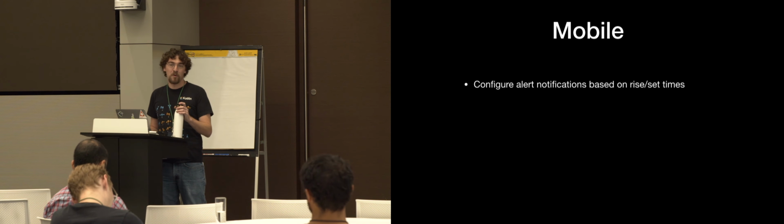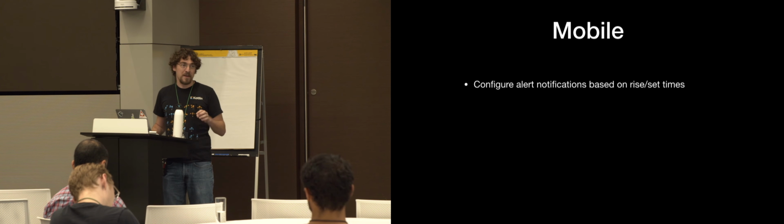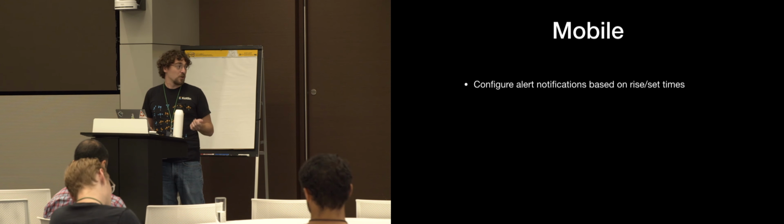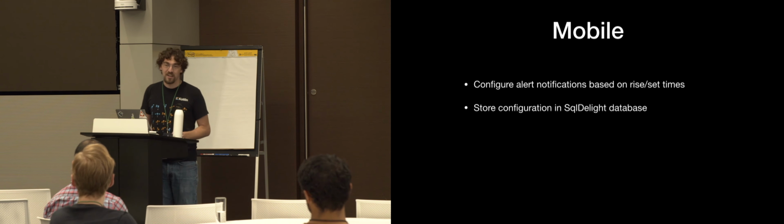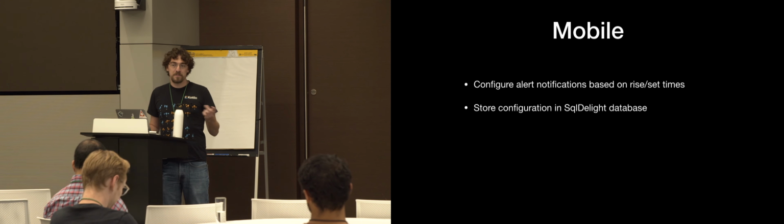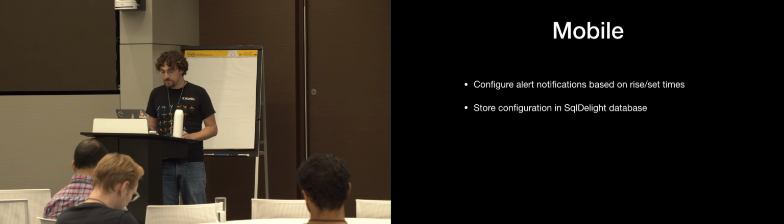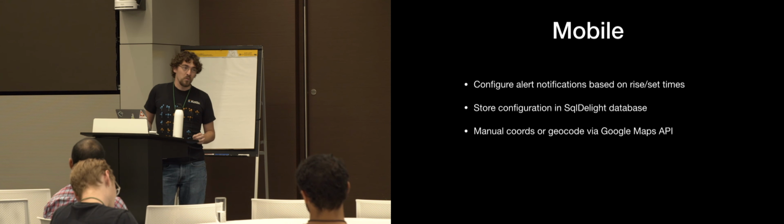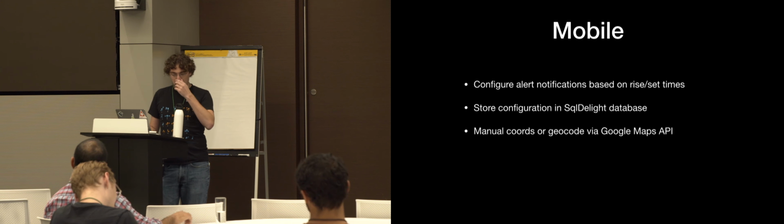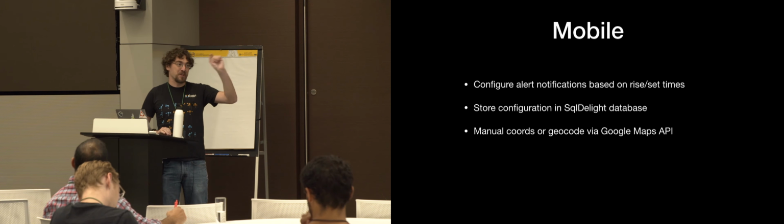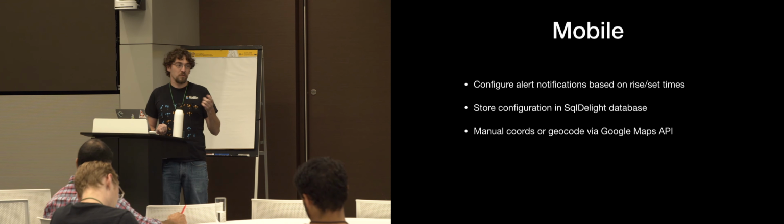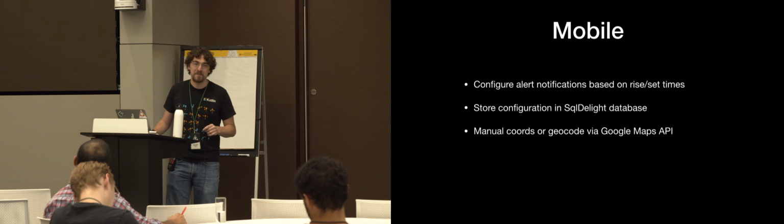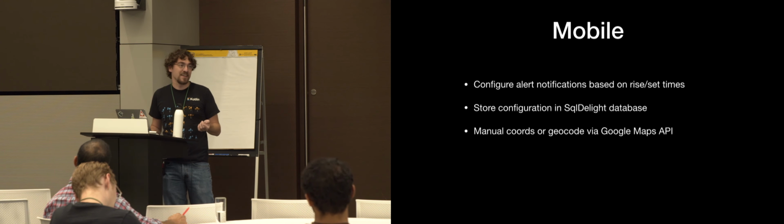We're here to talk about mobile, so let's talk about mobile. So the mobile app here, the main functionality is to configure alert notifications based on the rise and set times. We're going to store that configuration in a database using the SQLite library. And we also have an API layer where instead of just needing to input each coordinate manually, which is a bit of a pain, we want to be able to put a location name in and ask an API for those coordinates. So the Google Maps API has functionality for this, so we'll define an API client to do that.